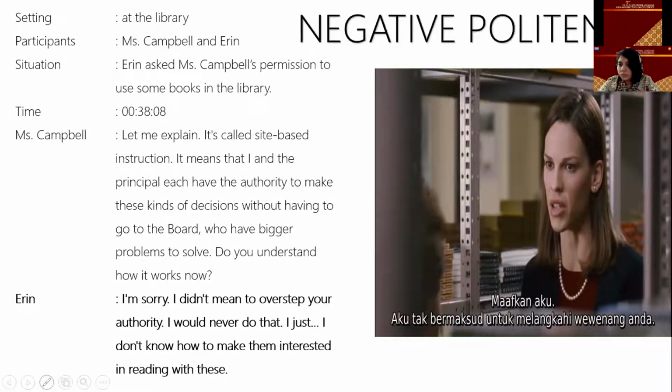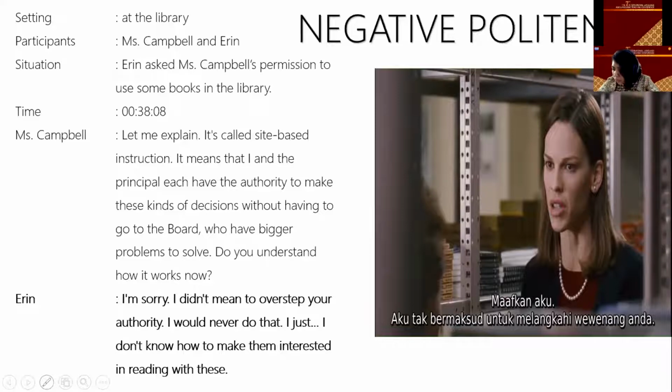And then Miss Campbell said, "Let me explain. It's called site-based instruction. It means that I and the principal each have the authority to make these kinds of decisions without having to go to the board who have bigger problems to solve. Do you understand how it works now?" After hearing such a statement from Miss Campbell, Erin realized that she had already threatened Miss Campbell's face.